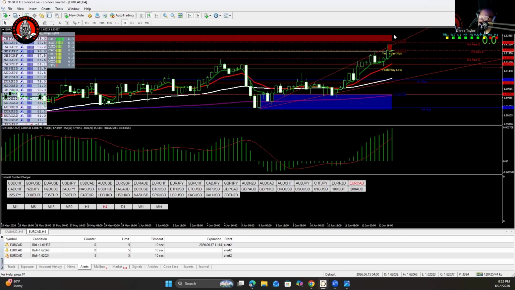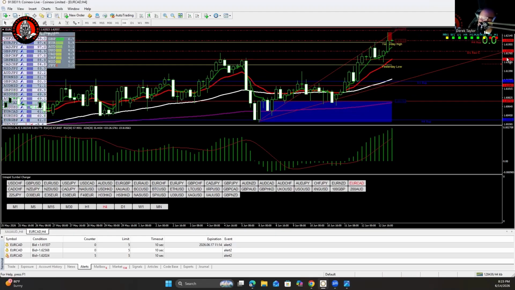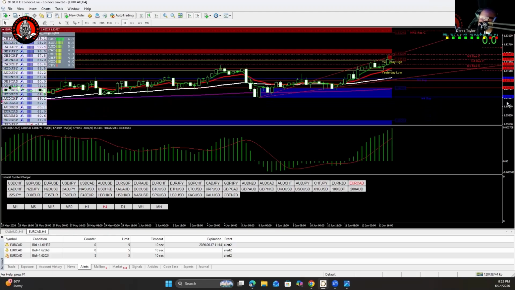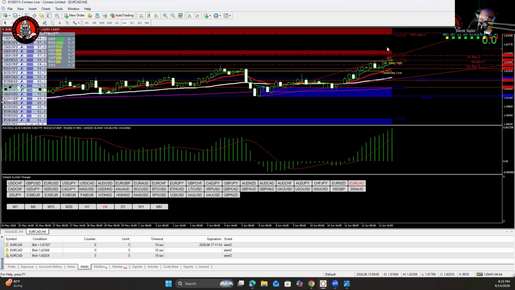Now I have a place to where, okay, I'm free of structure. Volume has cleared me. And now I could possibly, if we check all the boxes to enter this trade, I could probably enter this trade and take it to the bottom of this box here.